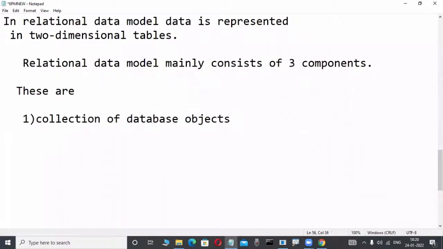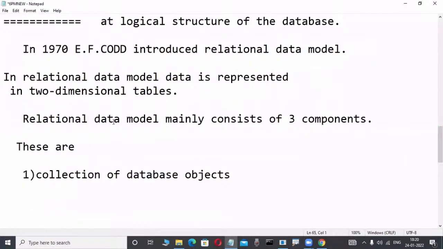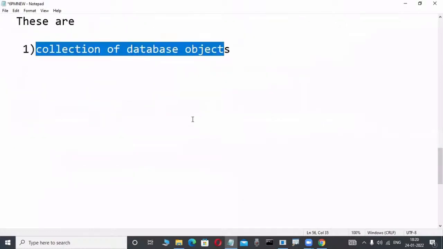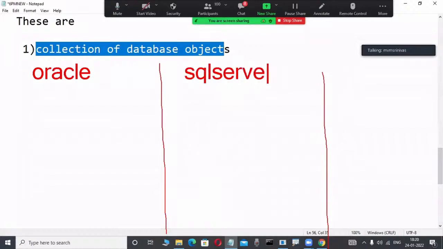What is this? That is what we learn daily. Slowly observe here: the relational data model mainly consists of three components. What is the first one? Collection of database objects. This is dead easy. Even if you are a first-time newcomer, you can understand. Suppose you are learning an Oracle course. Oracle is a relational data model product. Suppose some other people are learning SQL Server. SQL Server is a relational data model product.